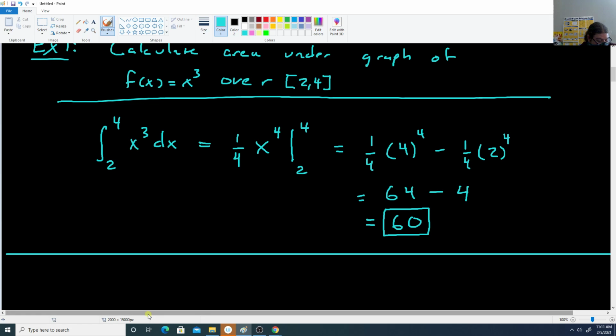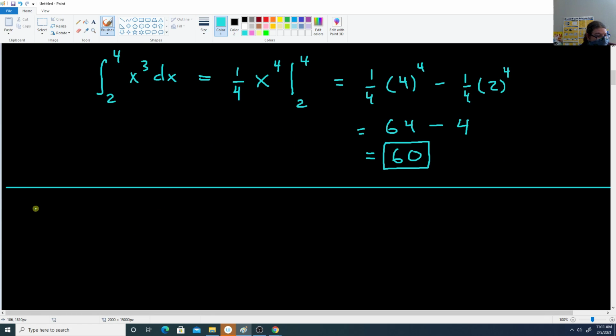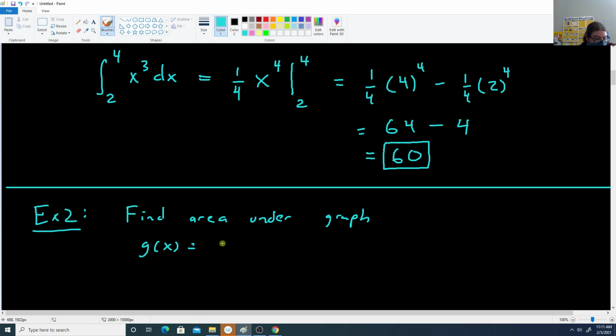So we got a couple more of these. Example 2 wants us to find the area under the graph. They give us g of x equals x to the negative 3/4 plus 3x to the positive 5/3 over interval 1 to 3.